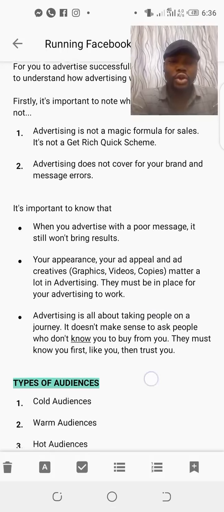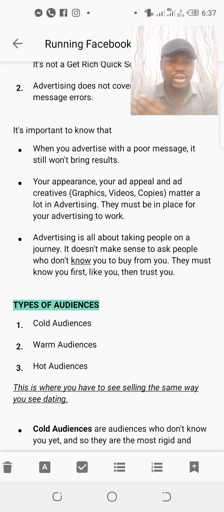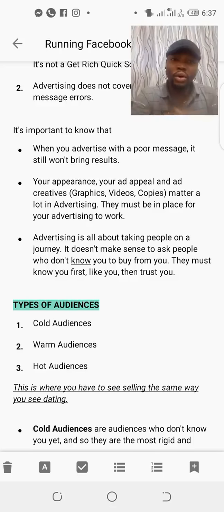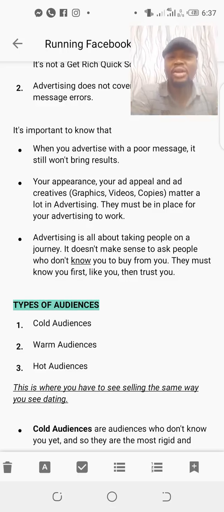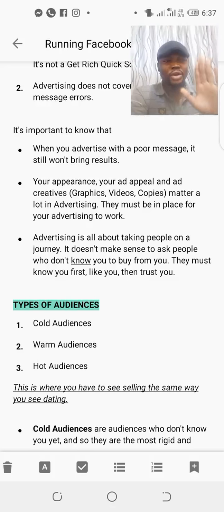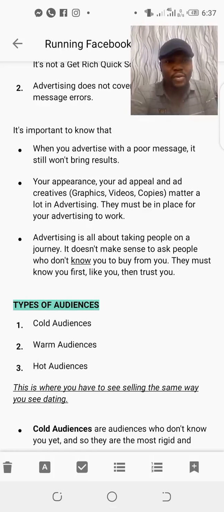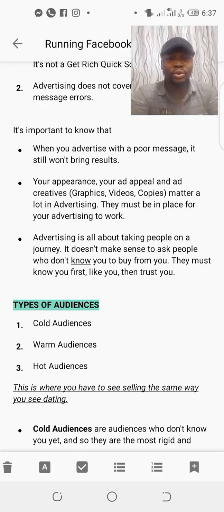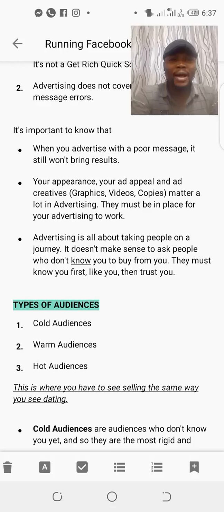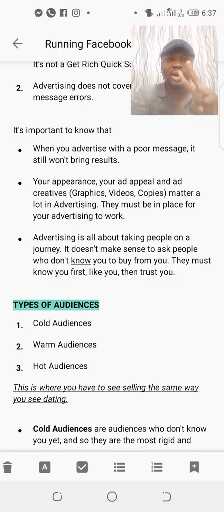You must also understand that advertising is all about taking people on a journey. It doesn't make sense to ask people who don't know you to buy from you, and that is what many of you usually do. You just go on Facebook or on any platform, and then you're advertising your product. You're advertising what people will not buy. How do I know they won't buy? Because they don't know you. Remember, before people can buy from you, they must know you, then they like you, then they trust you. Except they know you, like you, trust you, don't expect them to buy.